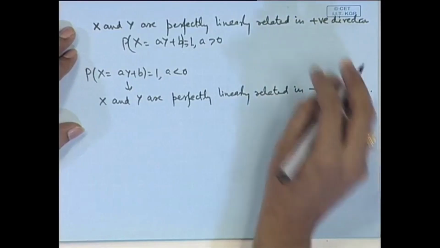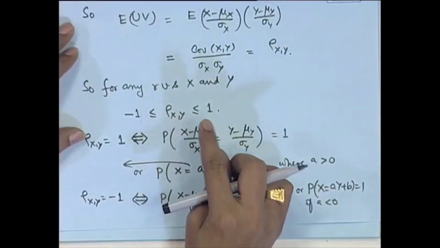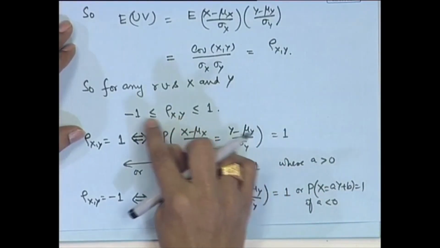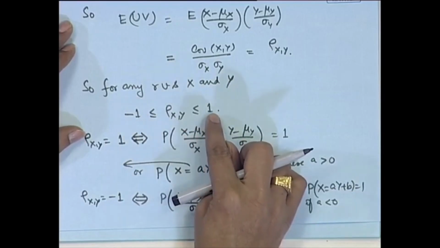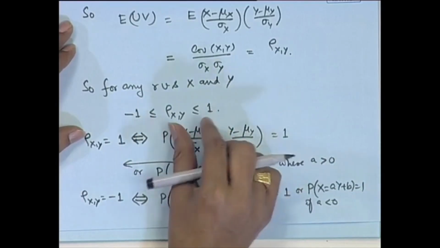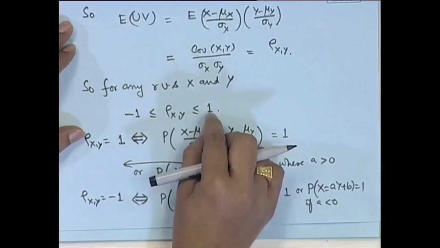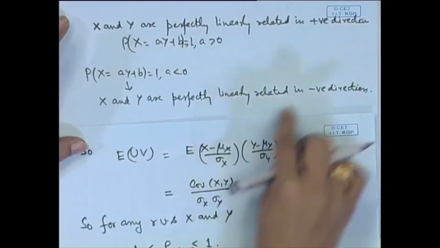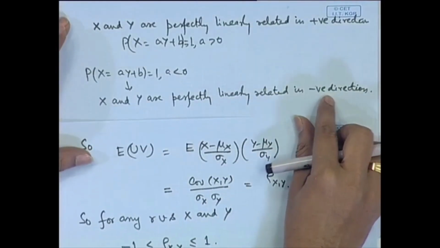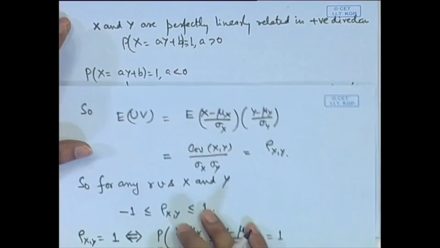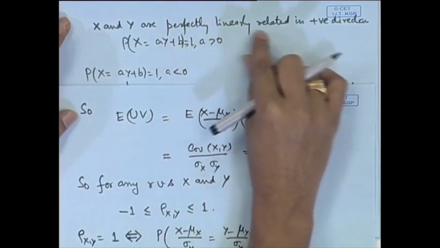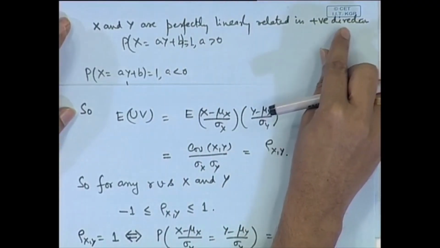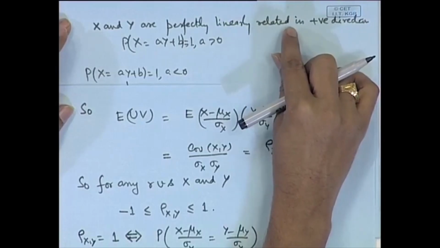Now, this gives an interpretation for the coefficient of correlation. In general, the coefficient of correlation lies between -1 and +1. The bounds -1 and 1 are attained. -1 is attained when there is a perfect linear relationship in a negative direction, or you can say perfectly negatively linearly related, and the equality at 1 is attained when it is perfectly linearly related in the positive direction, or perfectly positively linearly related.